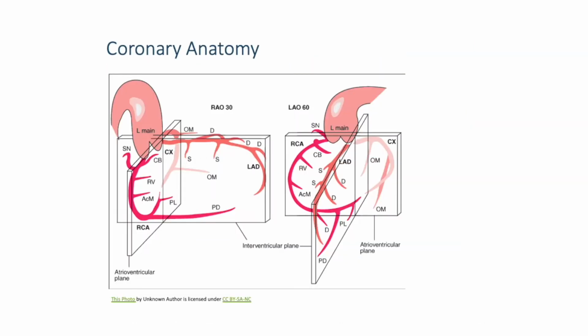Speaking of the coronaries, we need to look at our coronary anatomy in an atrioventricular and interventricular plane. The heart is a 3-dimensional, very dynamic organ, and the coronaries supply blood flow to the cardiac tissue, as we discussed, off of the aortic root from the sinus of Valsalva.